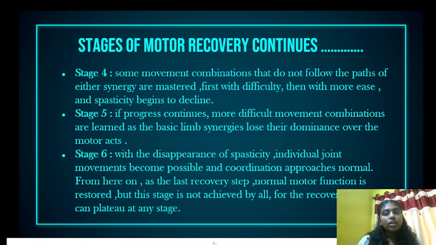Stage 4. In this stage there will be out of synergy movements, that is, movements out of the particular pattern of the synergies are going to occur. It is described as movement combinations that do not follow the path of either synergy are mastered, first with difficulty, then with more ease, and spasticity starts to decline in this stage.